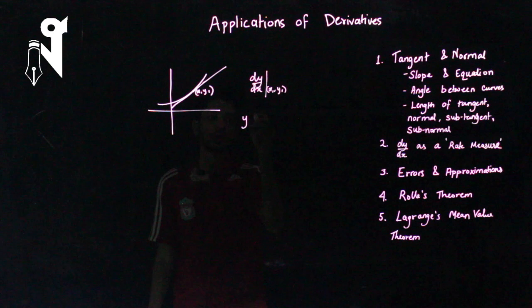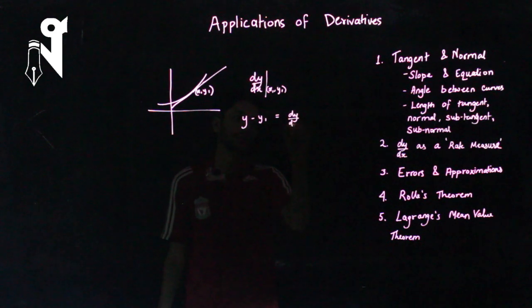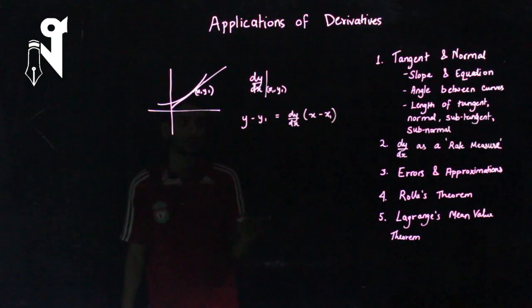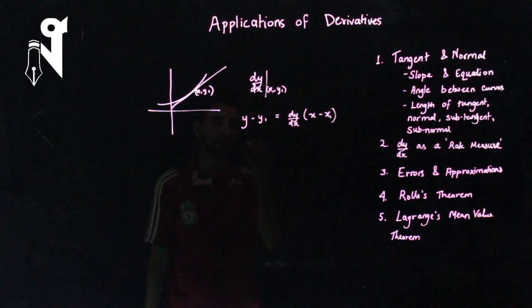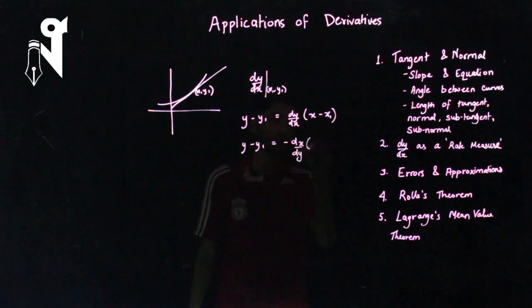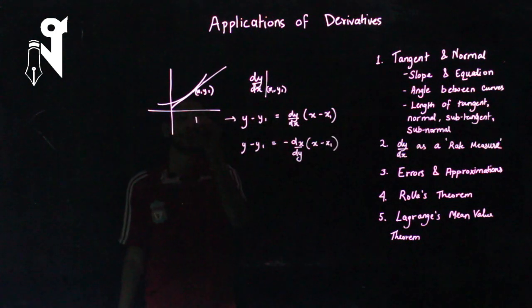It's quite simple. I know the point x1, y1, and I know the slope dy by dx. So the equation of the tangent is just y minus y1 equal to dy by dx times x minus x1. And from this you can get the equation of the normal as well, which will be y minus y1 equal to minus dx by dy, negative of the reciprocal of the slope of tangent, times x minus x1. So this is the equation of tangent. This is the equation of the normal.